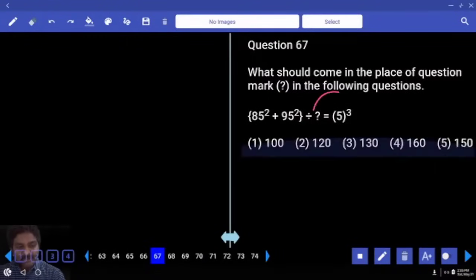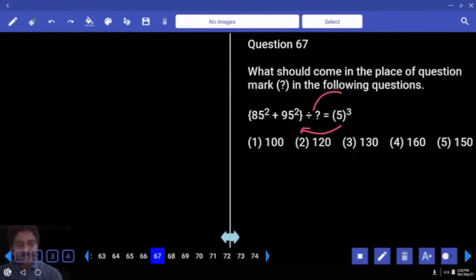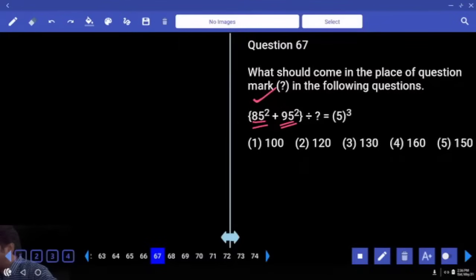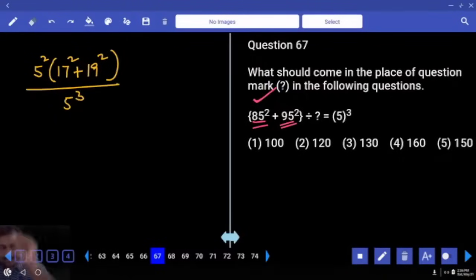Come on. X goes to the other side. 5 cube comes to the left hand side. Is that okay? 85 square. Is it a 5 multiple? If you take 5 common, how much is left in 85? 17. If you take 5 square common, you will have 17 square plus 19 square from 95, divided by 5 cube, which is what your x value is.